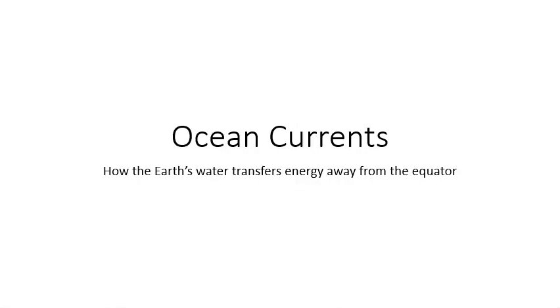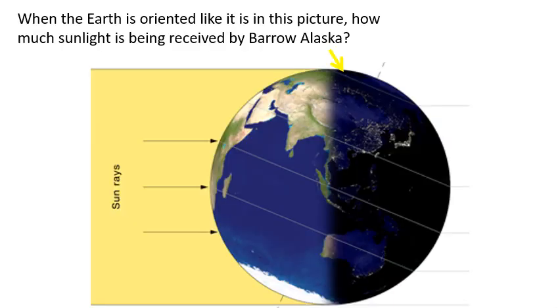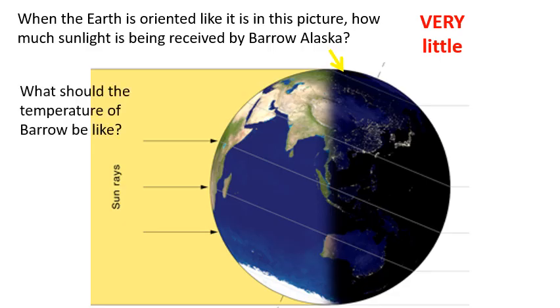Now, what does this have to do with ocean currents? Well, ocean currents is how this process happens on the Earth itself. Now, remember what we said about Barrow, Alaska. It gets no sunlight in the wintertime, so they get very, very little sunlight, if any at all. For 67 days, there is no sun in the sky. So what should the temperature of Barrow, Alaska be like if they're getting absolutely no sunlight? It should be impossibly cold.